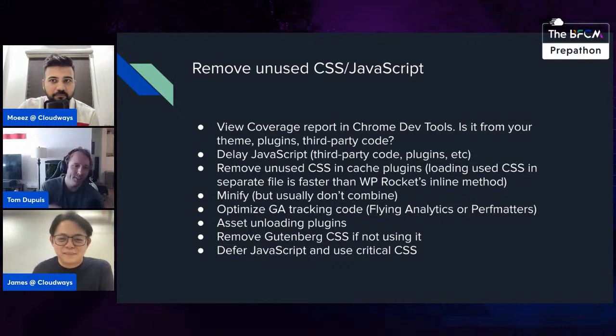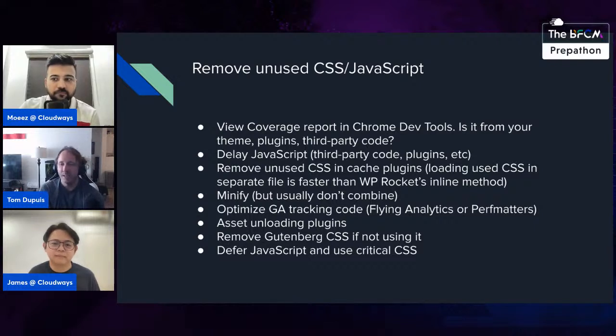So, delaying JavaScript. One thing I do want to mention is the remove unused CSS feature in WP Rocket is different than LiteSpeed Cache and Flying Press, where they load UCSS in a separate file that can be cached, whereas WP Rocket loads it inline. It's also a controversial subject, but most people, including Perf Matters, LiteSpeed Cache and Flying Press, agree that loading it in a separate file is better. So I always recommend doing the remove unused CSS not in WP Rocket, but in a different plugin.